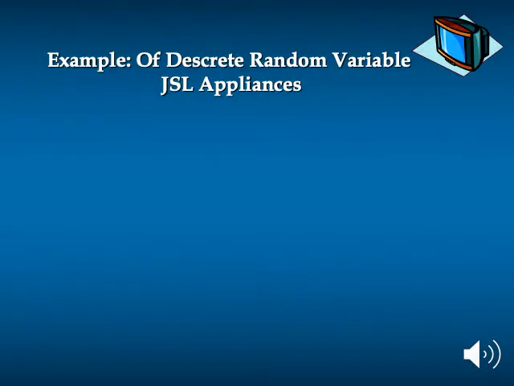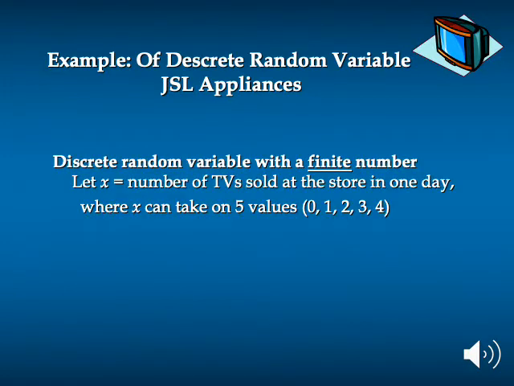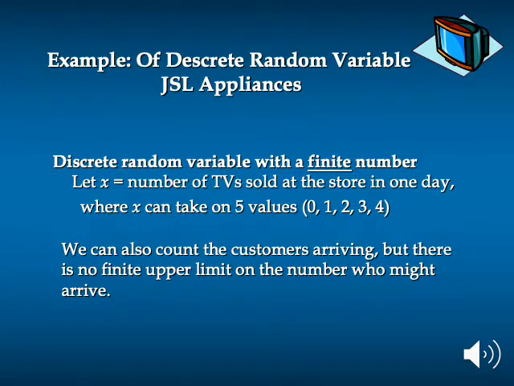When we're looking, though, at discrete random variables, a good example might be shown by this JLL appliances. A discrete variable with a finite number. In this small electronics store, let's let X equal the number of TVs sold in the store in one day. And in this case, X can take on the value of 0 to 4, 5 different values. We could also count the customers arriving in the store, but there is no finite upper limit on the number who might arrive.